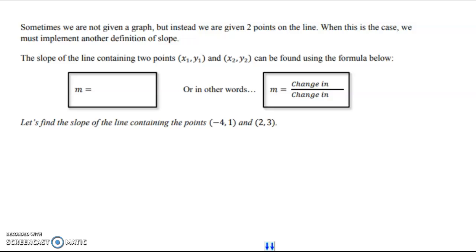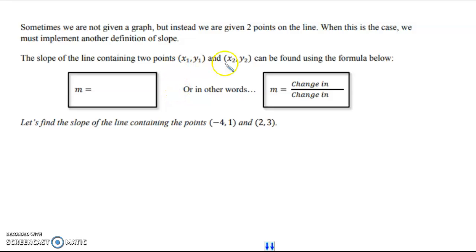All right, so this one is slope when you have 2 points that are given to you and not a graph. So we're finding slope, but we're using 2 points on the line. And when this is the case, you just use the formula. So we have the slope of the line that has 2 points. Here's our first point, and you see it recognized with the little superscript 1s. And then this is the second point, and it's got the superscript 2s.